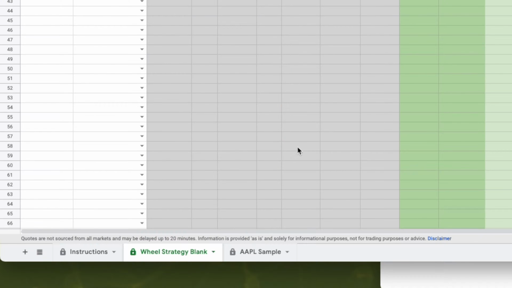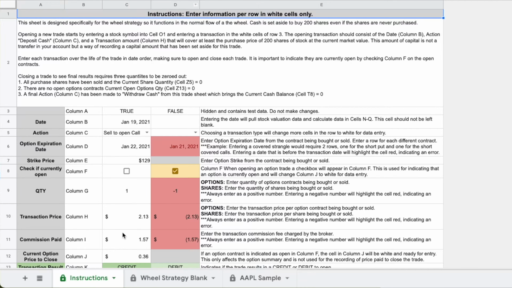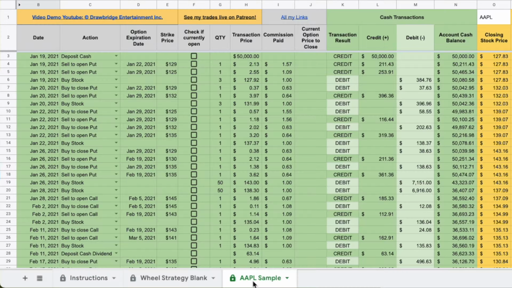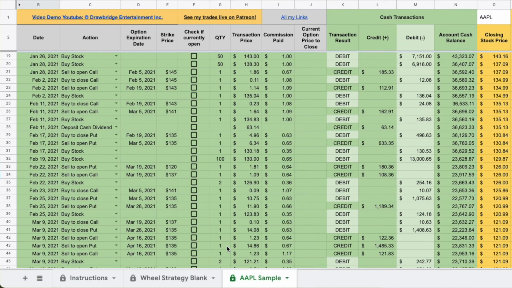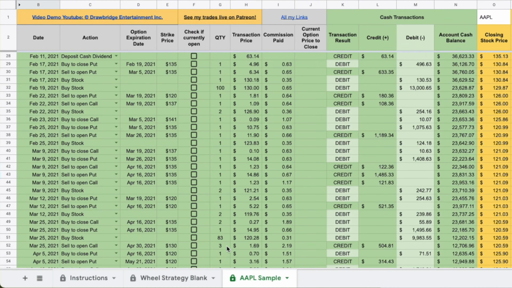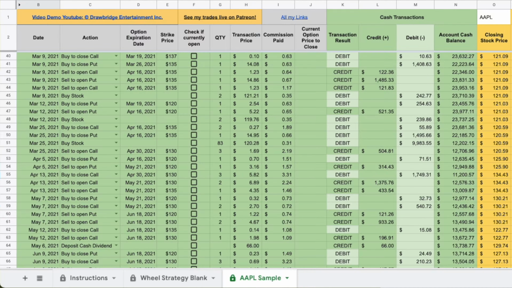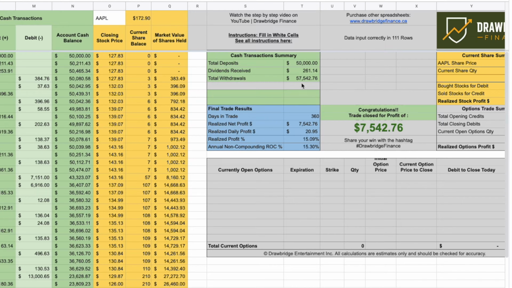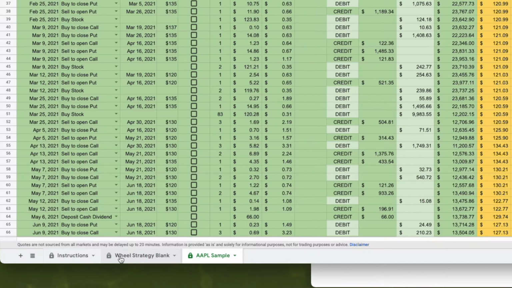Those allow us to take a look at some specifics about how the spreadsheet functions, and we can also see a pre-filled out one. This was the Apple trade that I did last year, and these are all real transactions and actually how I filled it out. So if there's any questions, this sample can help you out a ton. It also shows this summary, and it shows you the potential profits of a trade like this when done simply over time. Because the spreadsheet can be altered in different ways, I have these locked.